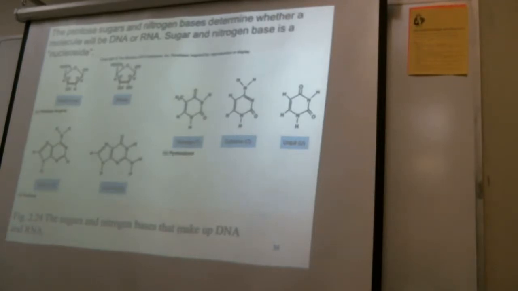Now these are the two pentose sugars. Remember, deoxyribose is in DNA, ribose is in RNA. Now, the next thing we've got to go through is that these nitrogenous bases have classifications. They're either a purine or a pyrimidine.